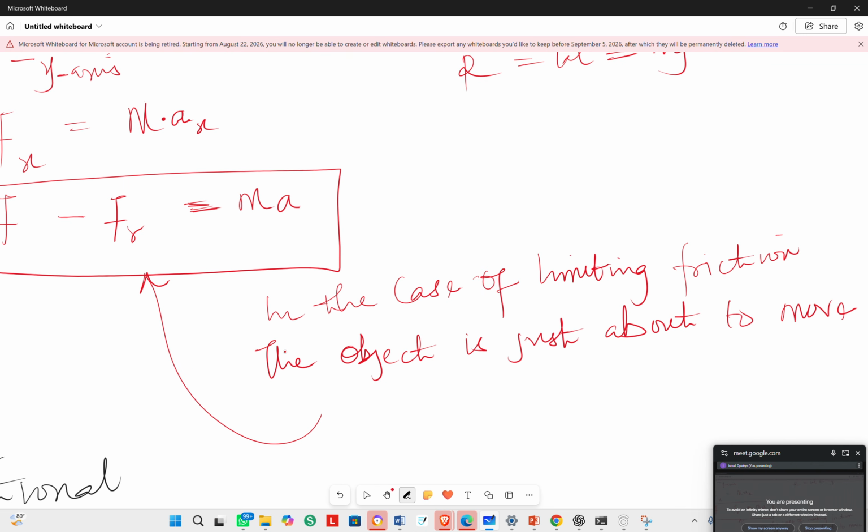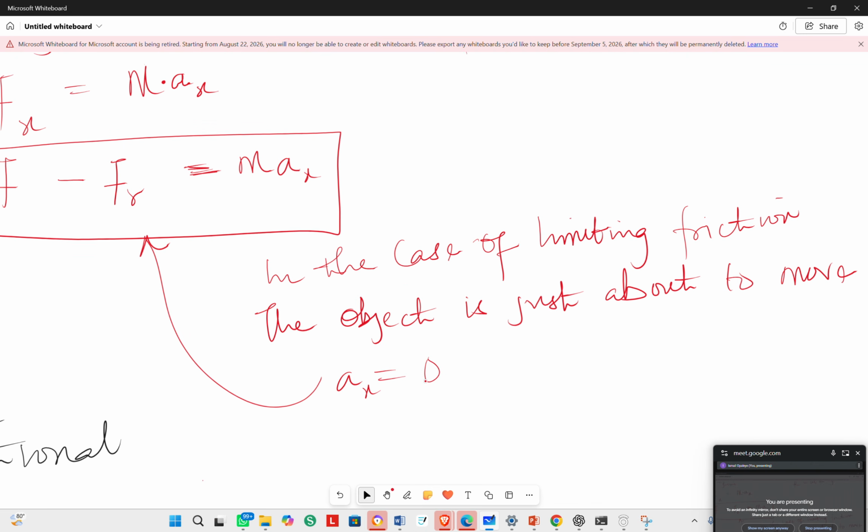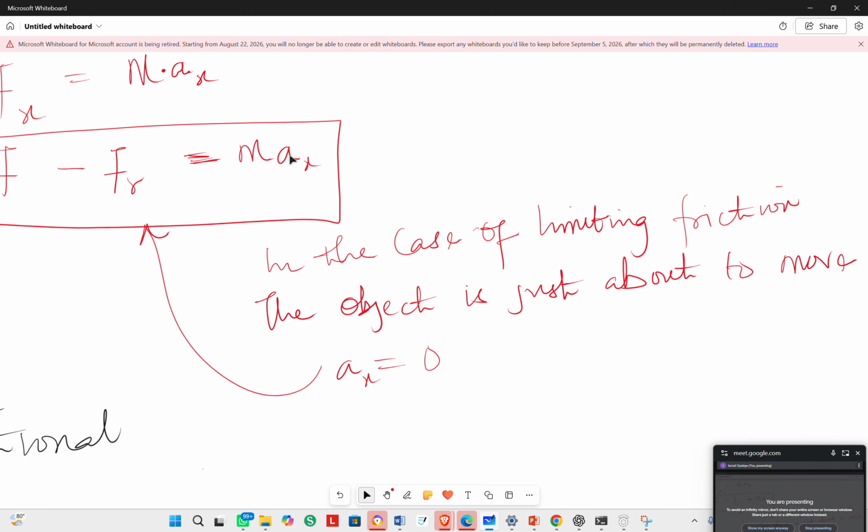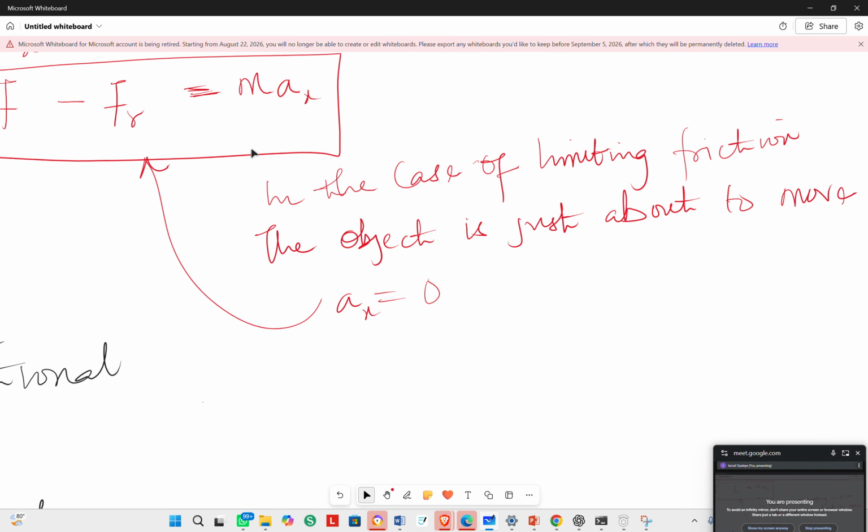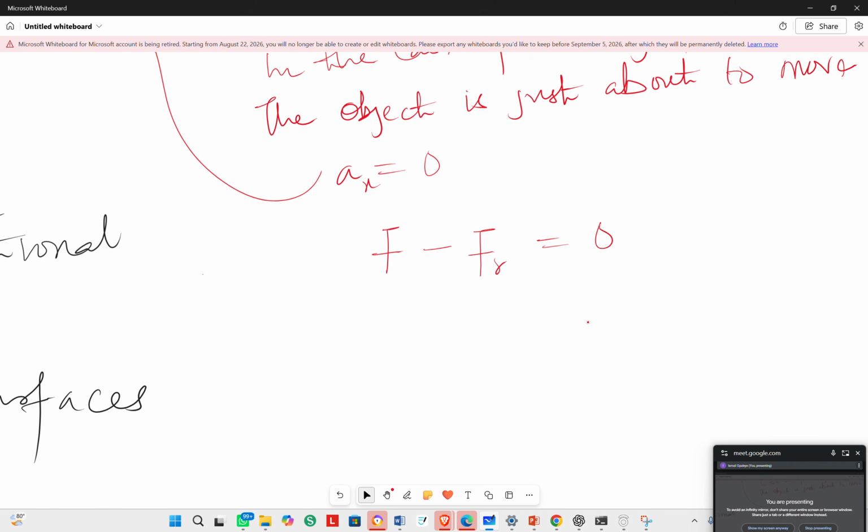If it's just about to move, that means you expect the acceleration along that x-axis to be zero. Now I'm talking about the case of limiting friction. If this acceleration along the x-axis is zero, everything on this side will be zero. So you are going to have F minus F_R equals zero. And if that is the case, you're going to have that the force F is equal to F_R. Okay? Are we still together?